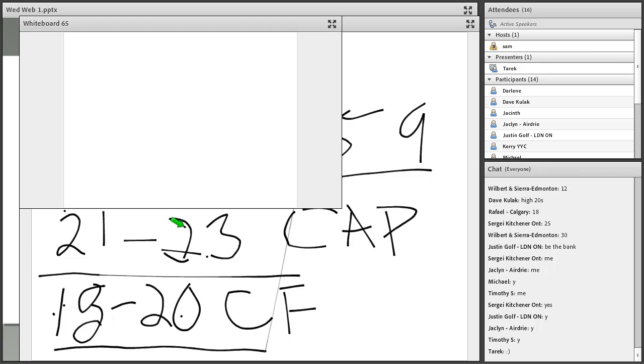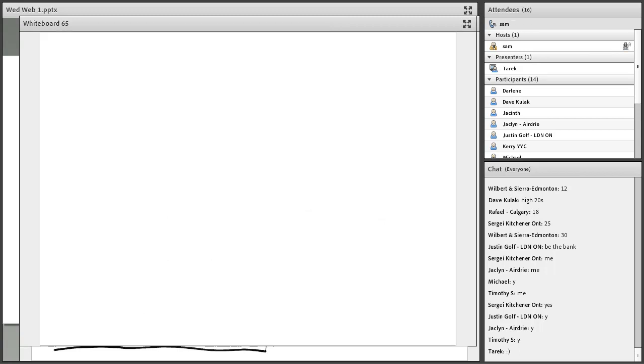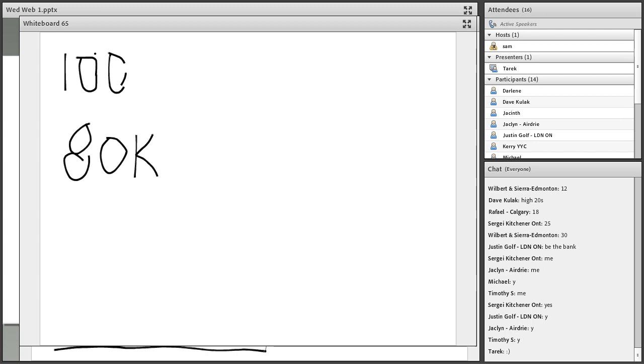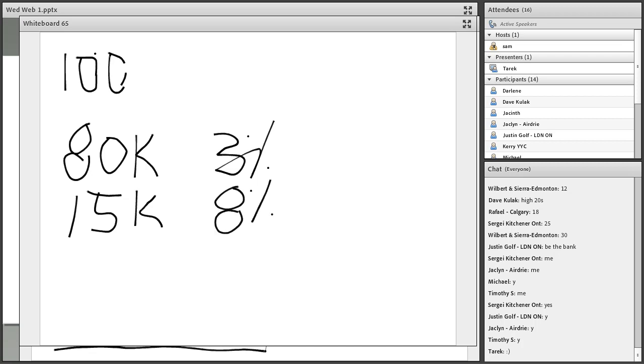There we go. Okay, so watch. If we go, we have 100,000. We're trying to calculate the cost of borrowing the 100,000. And let's say we borrow 80,000 from a bank, 80K from a bank at 3%. All right. And we borrow 15K at, let's say, 8%. And we borrow the last 5K at 12%.